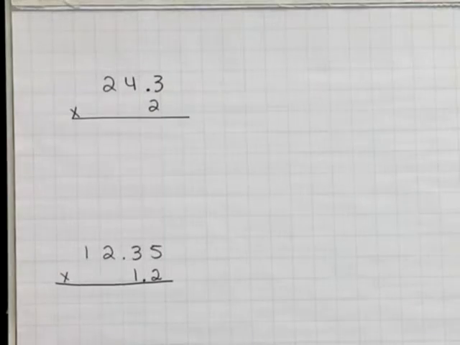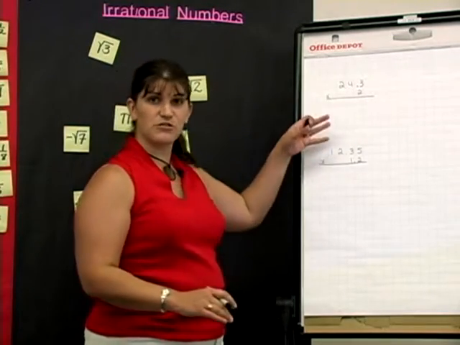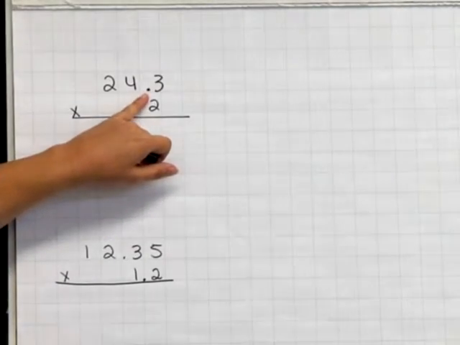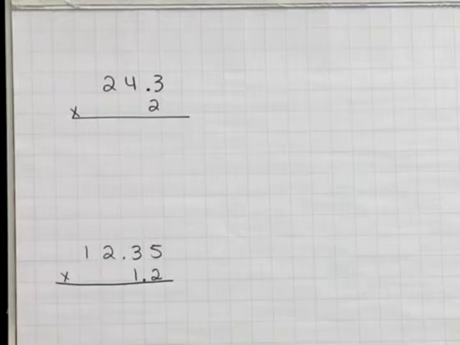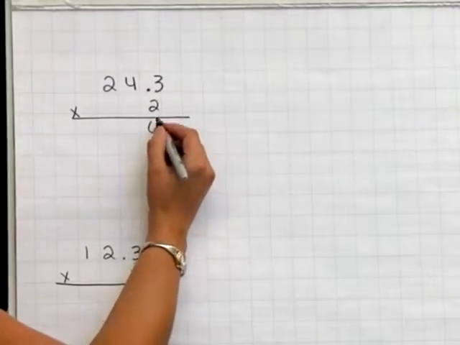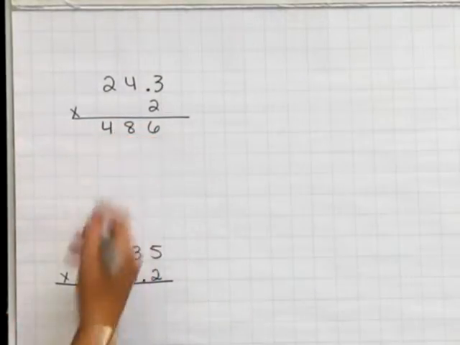So our first number, 24.3 times 2. Fairly simple. You would probably even do this in your head, but I'm going to show you how to do this and line it up. Notice I've just grouped the decimal right here. The position doesn't matter. You don't have to line them up. So this becomes a basic multiplication problem. 2 times 3 is 6, 2 times 4 is 8, and 2 times 2 is 4.